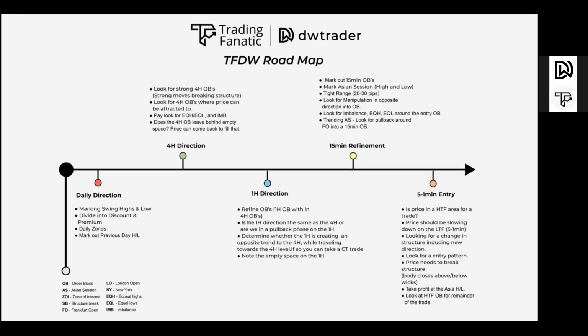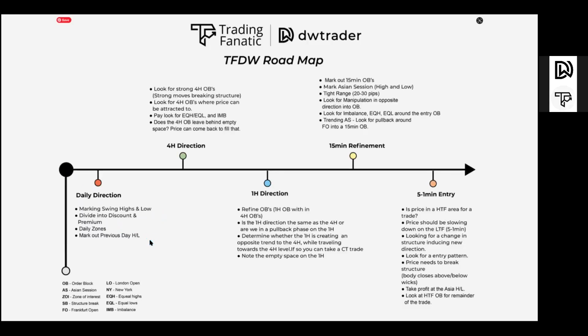So first of all, we start and we look at the daily direction, marking out the swing highs and the swing lows. We divide it into discount and premium. Just to touch on the previous slide, where are we currently, in discount or premium? We look at our daily zones and we mark out the previous day high and low.